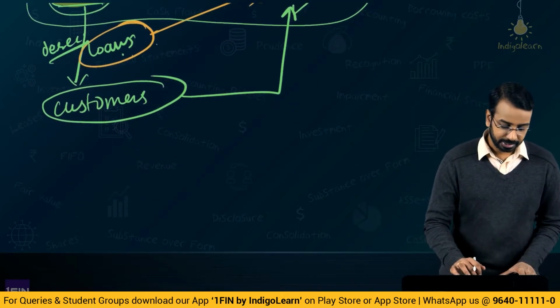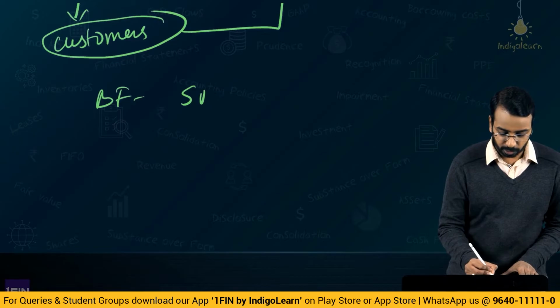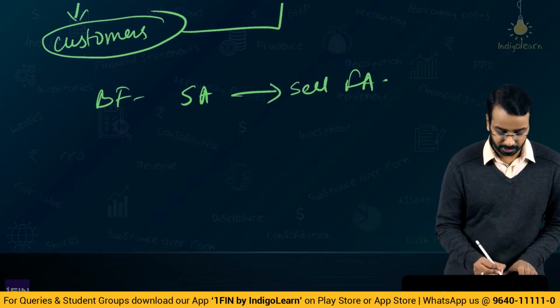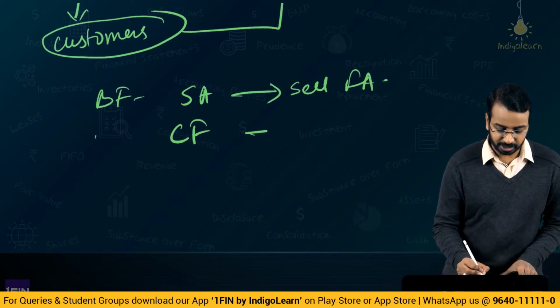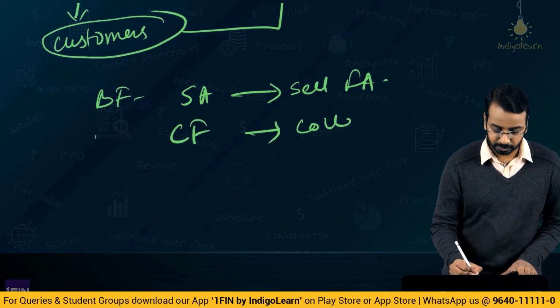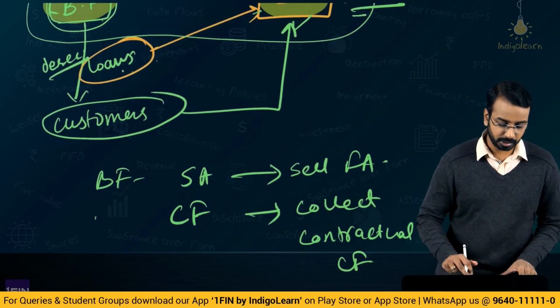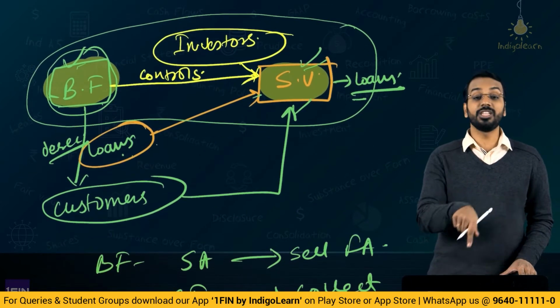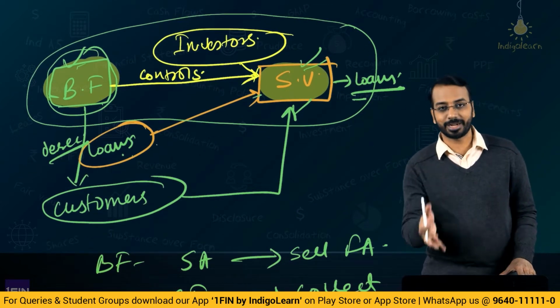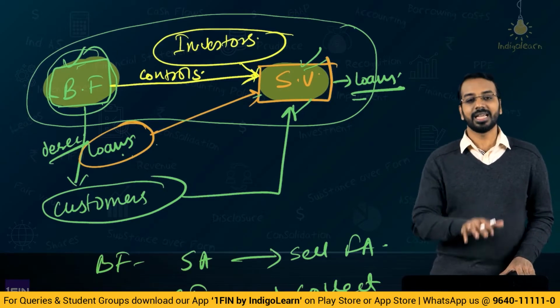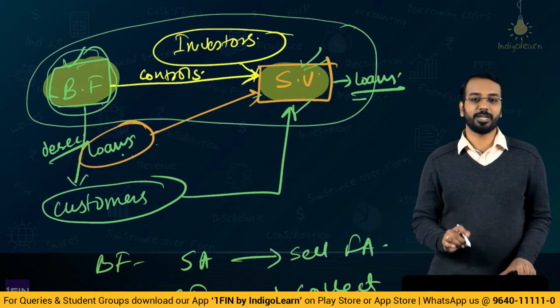So, for Bajaj Finance in standalone financial statements, the business model is to sell the financial asset. In consolidated financial statements, it is to collect contractual cash flow, because the loans are still within the group. Loans have not been sold outside the group. So, that is the business model in standalone financial statements and consolidated financial statements.